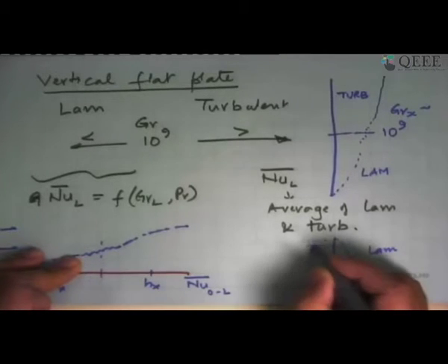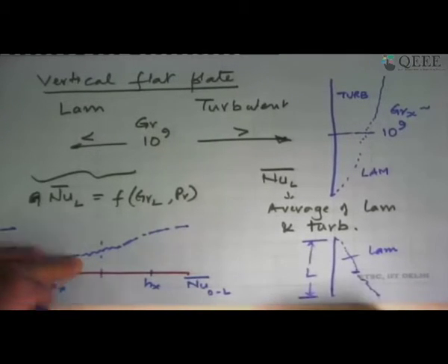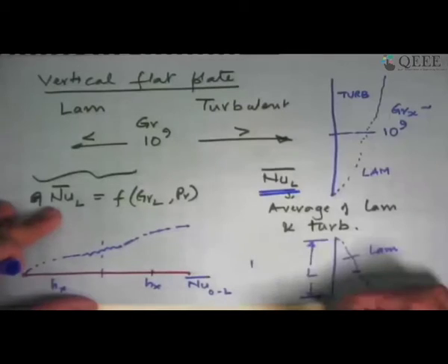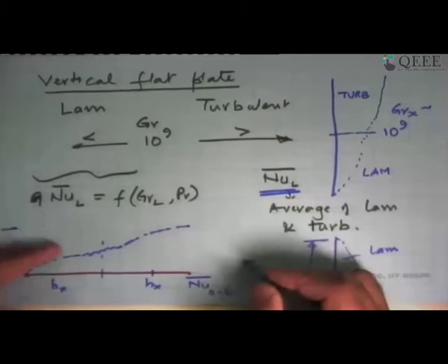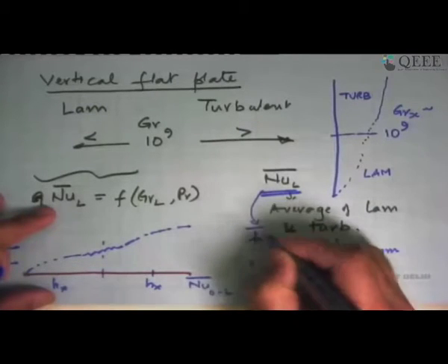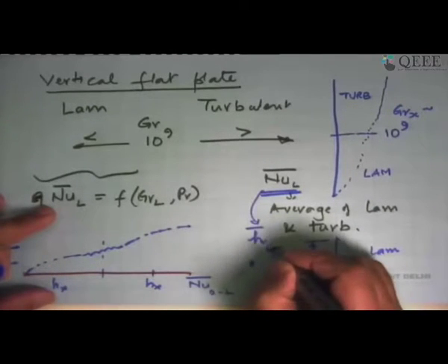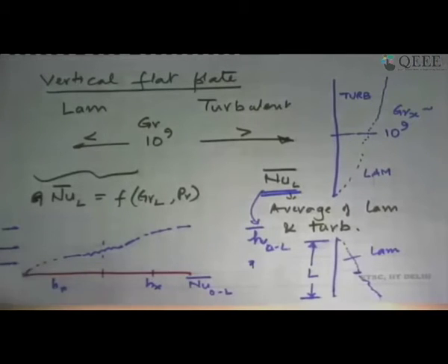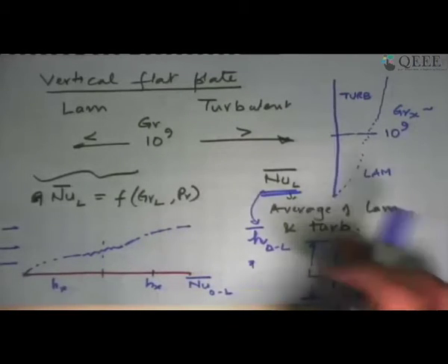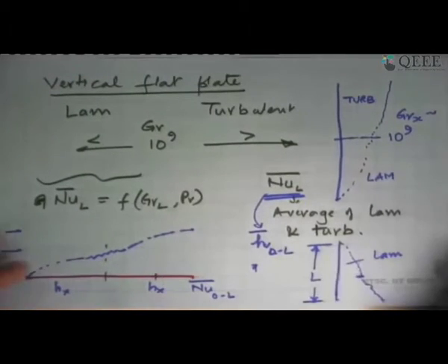Then for this entire length of the plate, we can pick up a correlation and say what is the average Nusselt number for this entire plate, which is a combination of both of them, and use that to get the average heat transfer coefficient. So what the average Nusselt number does is give us the average heat transfer coefficient for the whole plate, 0 to L. That's what we want for total heat transfer from the plate. It camouflages what happens at the local points.